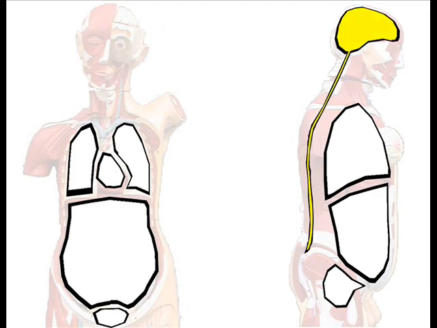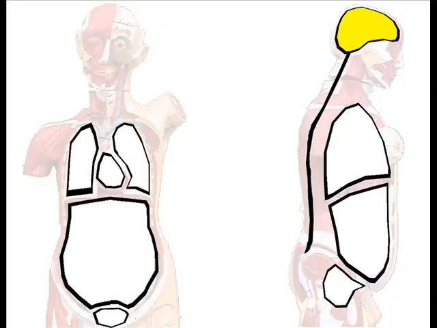The dorsal cavity is subdivided into the cranial cavity where the brain sits and the spinal cavity where the spinal cord is. So first here in yellow we have the cranial cavity where the brain rests. And next we have the spinal cavity. The spinal cavity is where the spinal cord is.